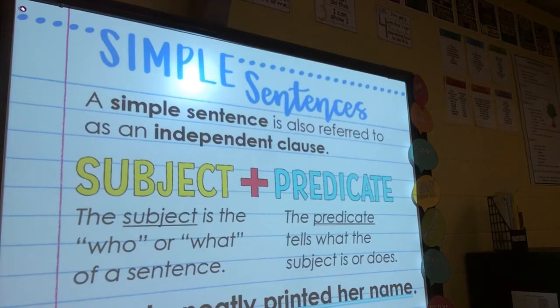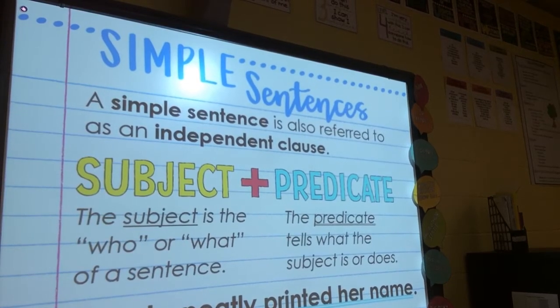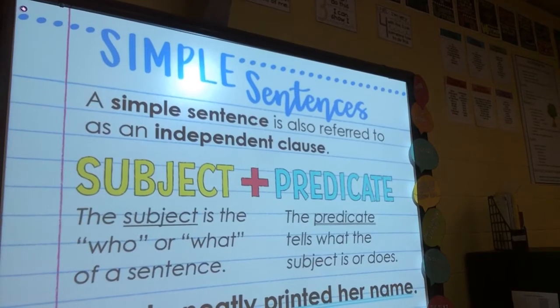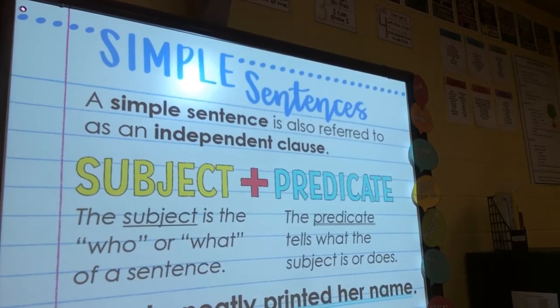A simple sentence is also called an independent clause. We talked about that last week when we were talking about compound sentences. Two independent clauses equal a compound sentence. So a simple sentence is also called a what? Compound sentence. No, I'm sorry. A simple sentence is also called a what? Independent clause. Y'all think about the Declaration of Independence. We've just been talking about this.